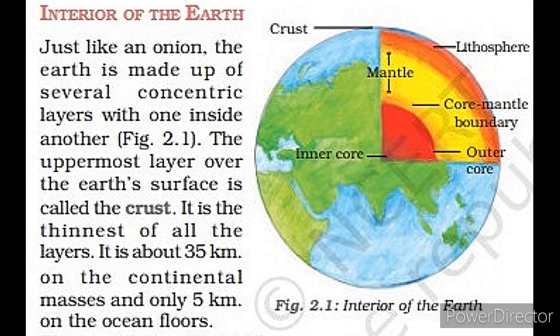Now look at your book and see the content given there. The first topic is the interior of the earth. Here, the uppermost layer over the earth's surface is called the crust. Then after the crust comes a layer known as the mantle, and the innermost layer of the earth is called the core. Now we will discuss each layer of the earth one by one.